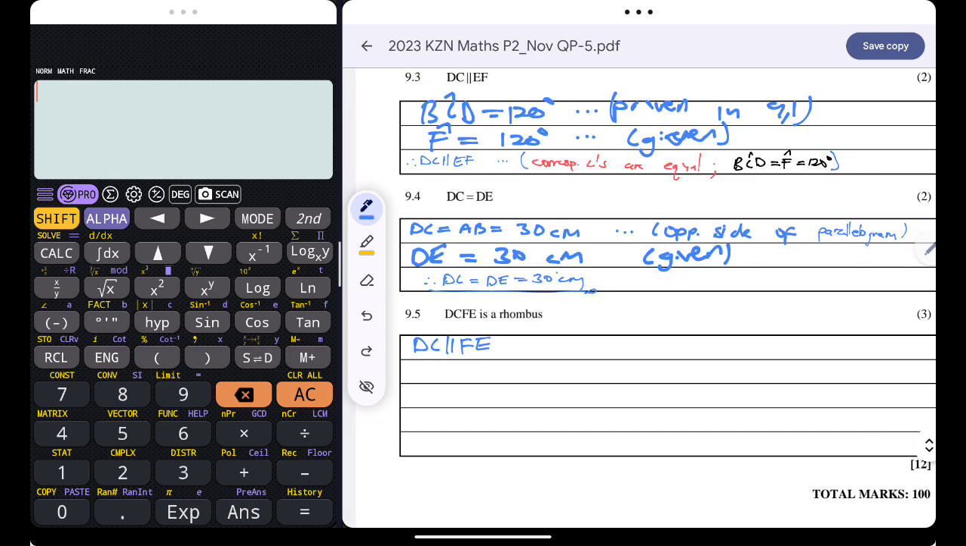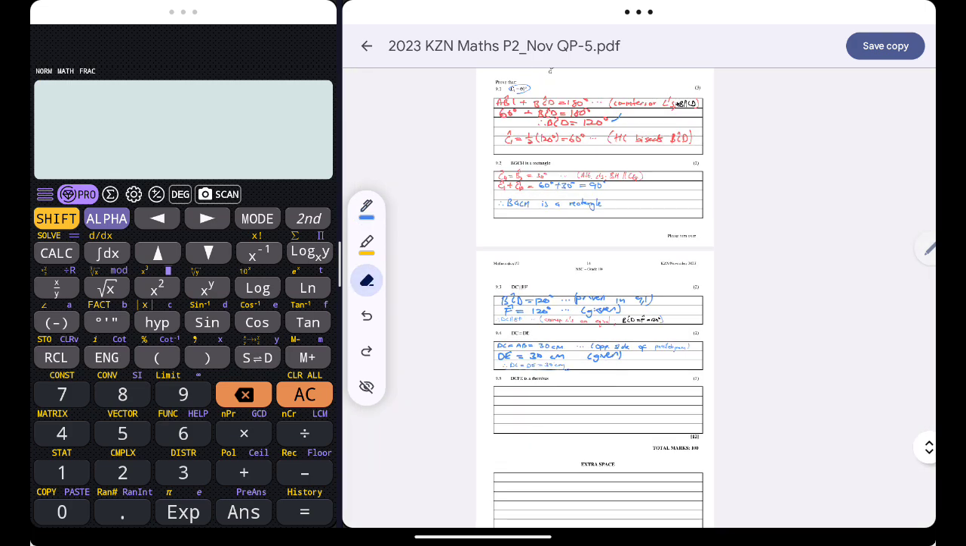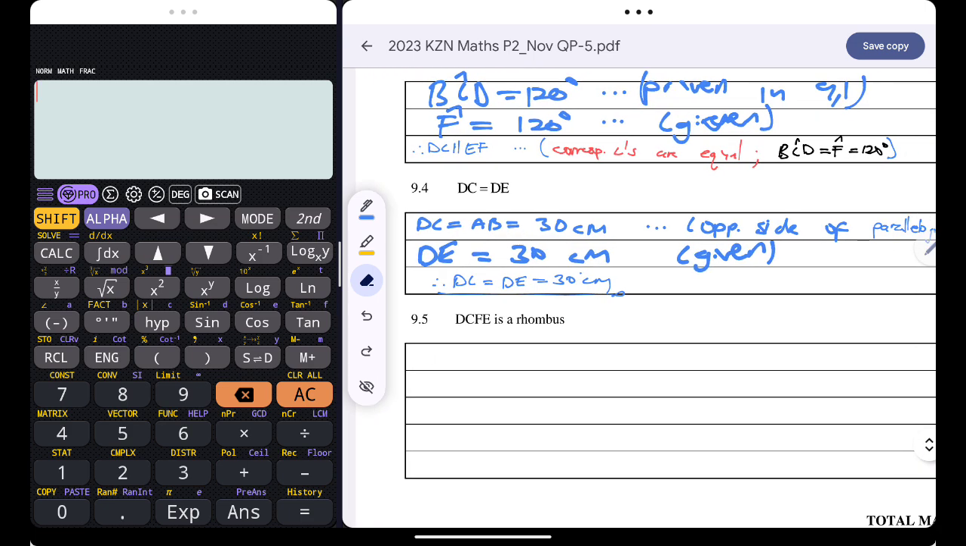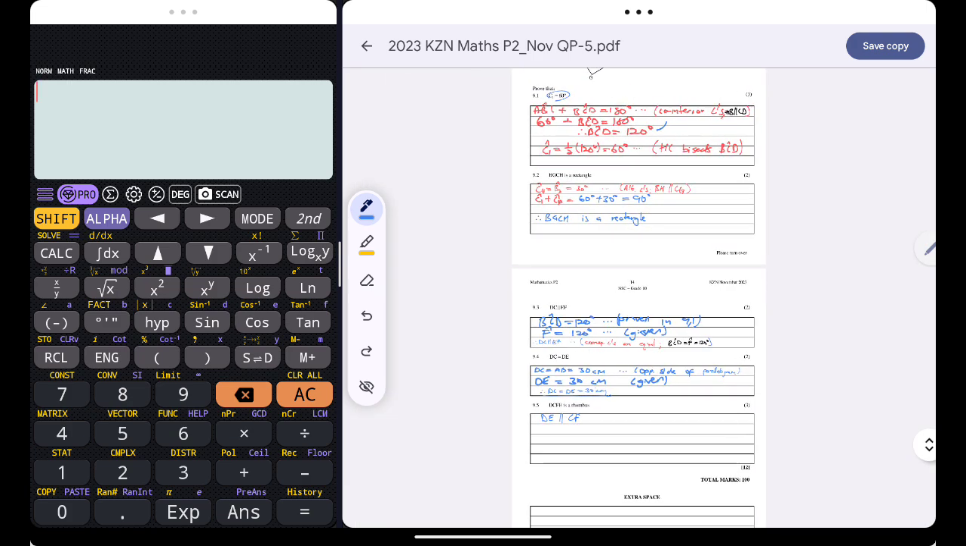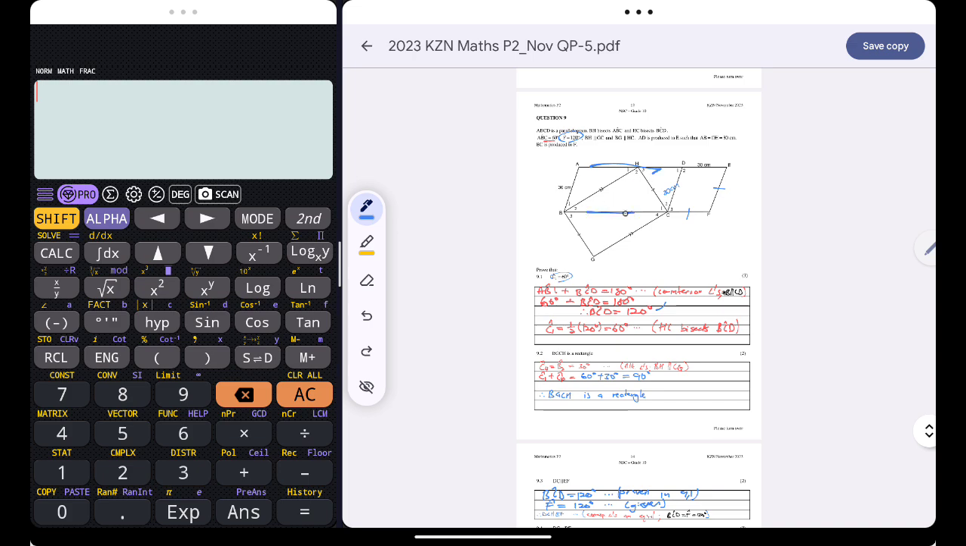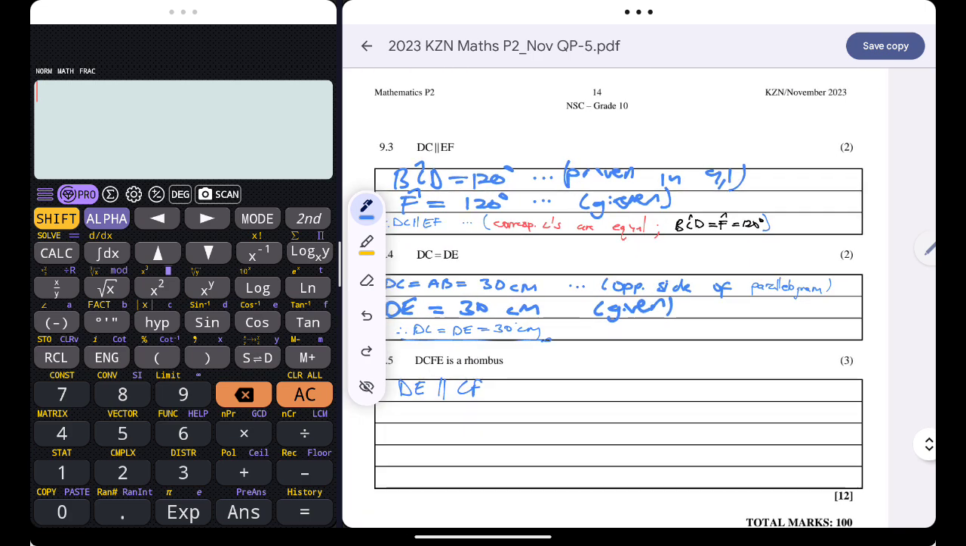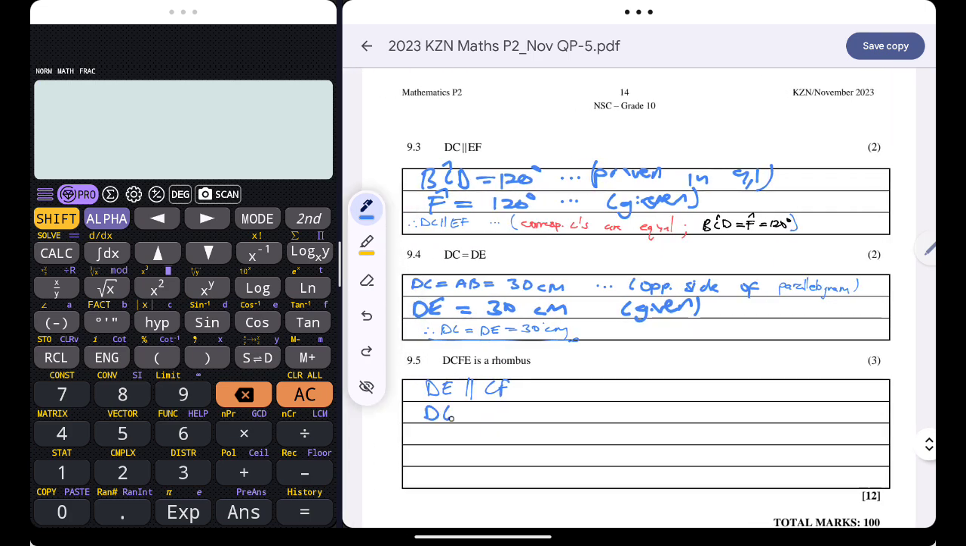No, it's not DC. That's DE and CF. Okay. DE is parallel to CF, ne? Why? Because they are extensions of two parallel lines. Are you together? But initially in 9.3, we've just shown that DC and EF are parallel. DC is parallel to EF. Are you together? This was proven in 9.3.